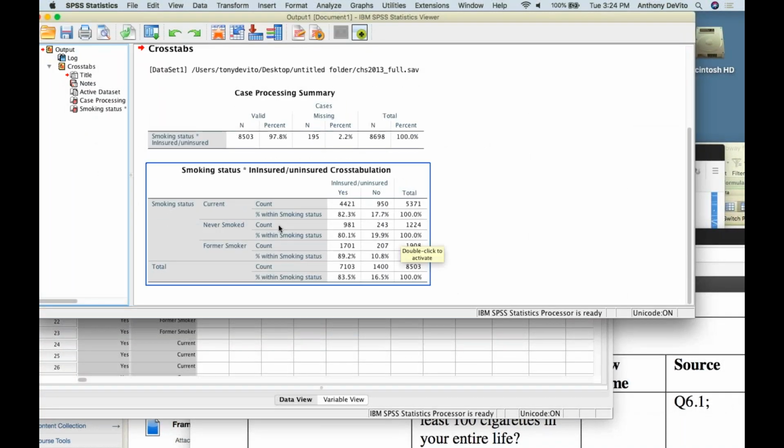Our table tells us that in this survey, 4,950 people out of 5,300 told us that they are current smokers. That's 17.7% of this sample in New York City. 17.7% of people in New York City in this year appear to be smokers, right? How many of them never smoked? Well, that's 19.9%. And former smokers was 10.8%. And I don't know, I guess the others just didn't answer the question. Count.